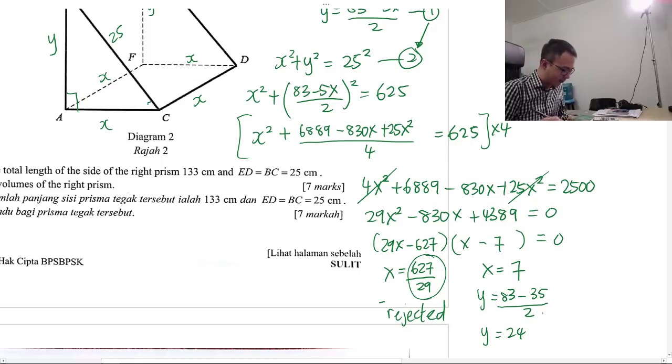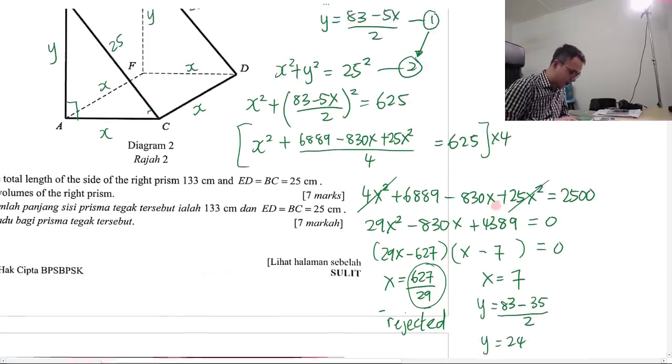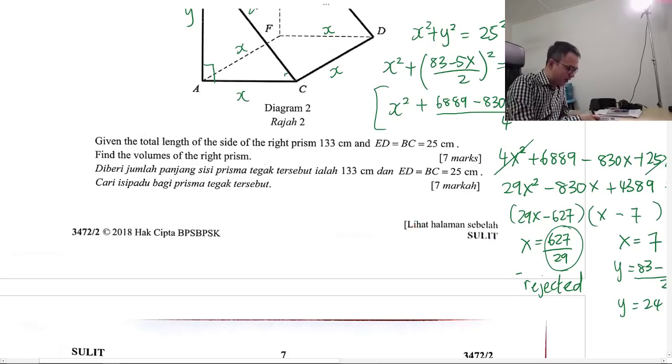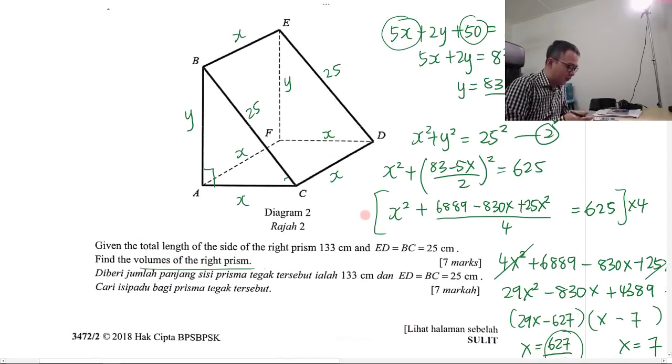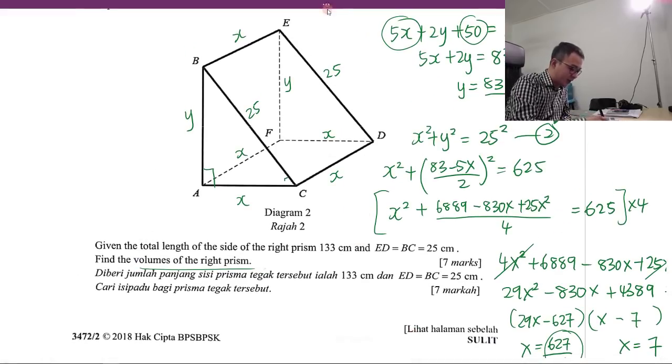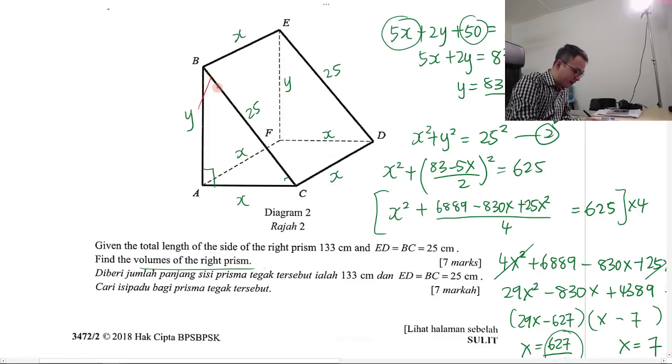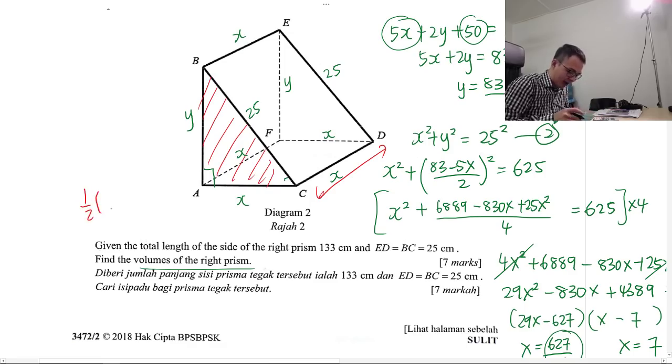So my x is 7, my y is 24, which is very nice. And then the question asked me to find the volume of this prism. So in order to find the volume of the right prism, we know that we need to find the identical area and then multiply by the length, right? So therefore, this triangle is half times y times x. So x is 7, y is 24.